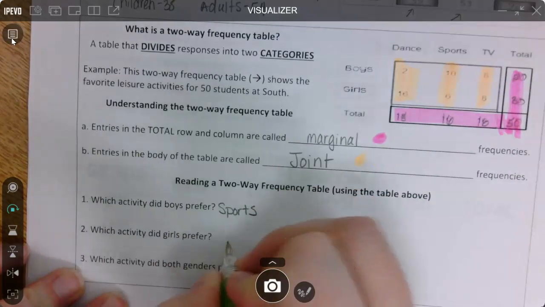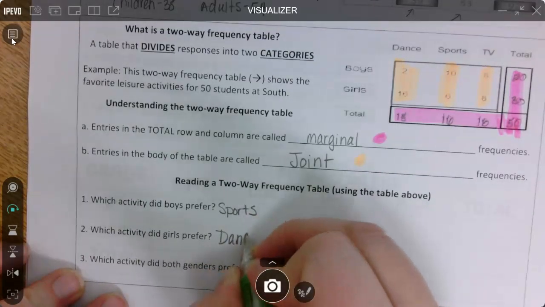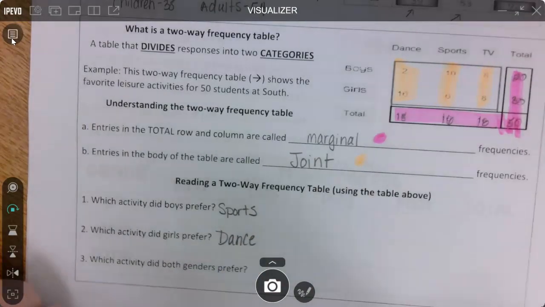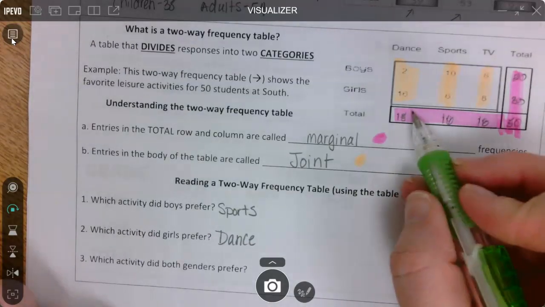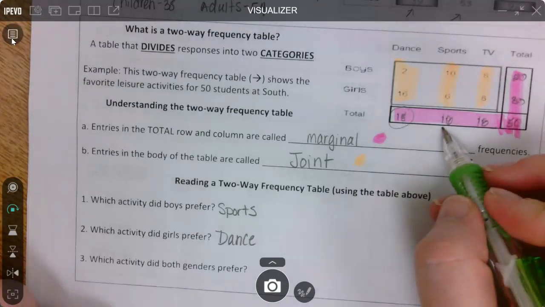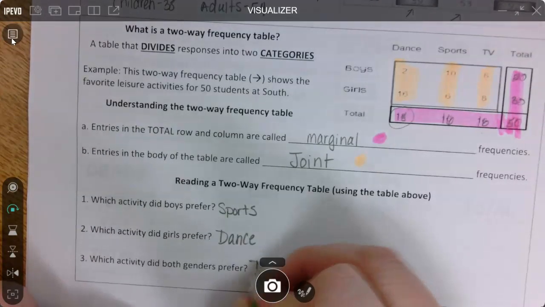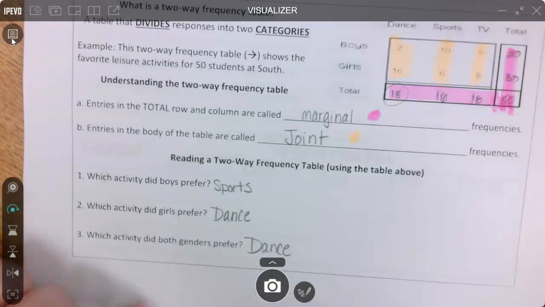Which activity did girls prefer? Looks like they preferred dance. Which activity did both genders prefer? Okay, so looking at our totals, we had more people in the dance column than we had in sports and TV, so we're going to say dance. Okay, let's flip over to the back.